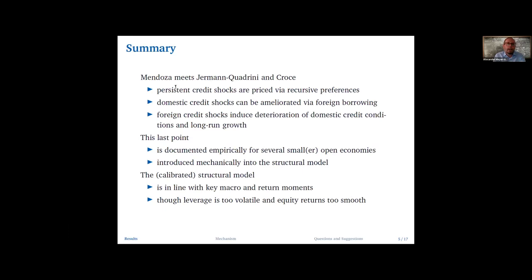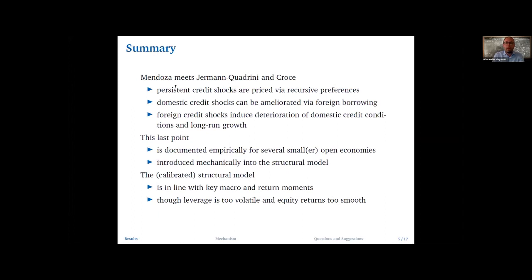Also highlighted here is that the advantage of being in this open economy is that you can ameliorate domestic credit shocks via foreign borrowing. So we have the opportunity to replace some of the losses that would come about in a purely closed economy. Trade is good, and here, access to multiple credit markets is also good. But we also have that foreign credit shocks induce deterioration of both domestic credit conditions and long-run growth. And this is an important result that I found very intriguing, that was done very convincingly in the empirical setup.